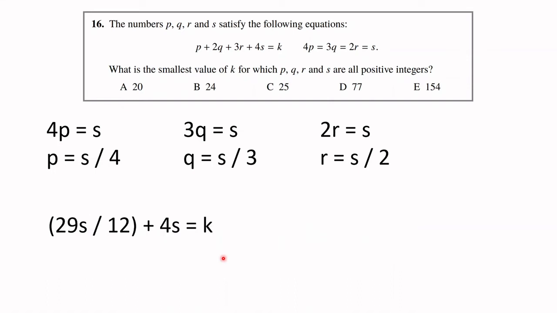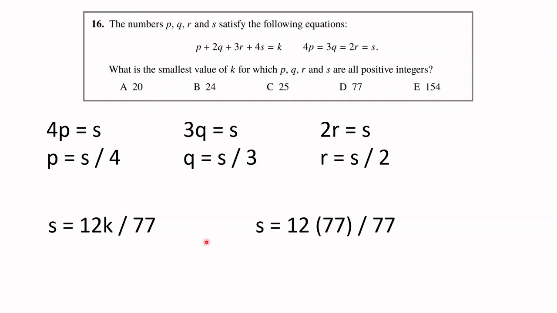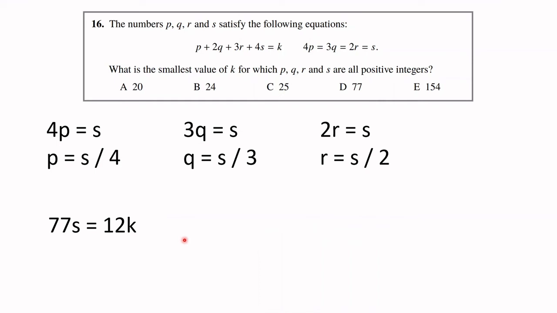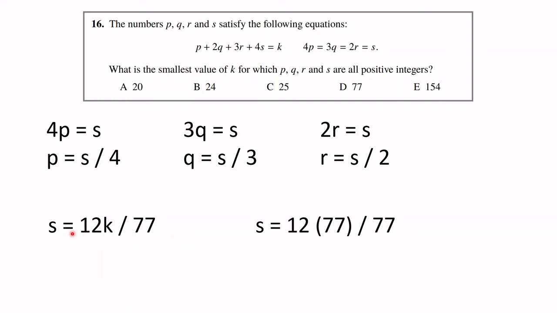Now, if you multiply through by 12, you can simplify things quite a bit. If you multiply through by 12, you now get this, because 4 times 12 is 48, and 12 times 1 is 12. If we add these two together, we get 77s. So we've almost finished the question now. You're probably thinking, what do we do from here? If we get s by itself, as you can see, I've divided through by 77, so I get s equals 12k over 77.